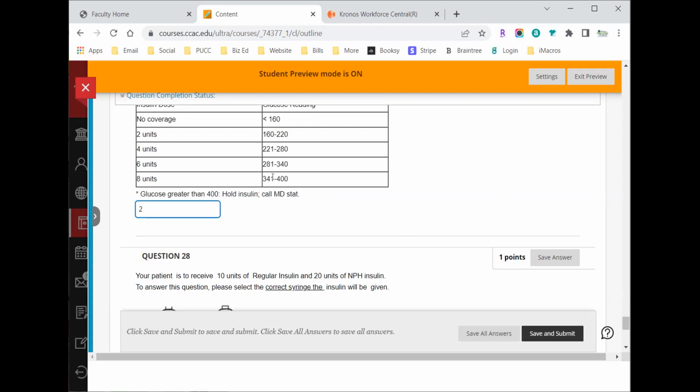If it was 385, you'd give them 8 units. You would just give whatever it says in the sliding scale. You just follow that. If it was 420, you'd say, call 911. If this is at home, call the MD, hit the call button. Something's happening.